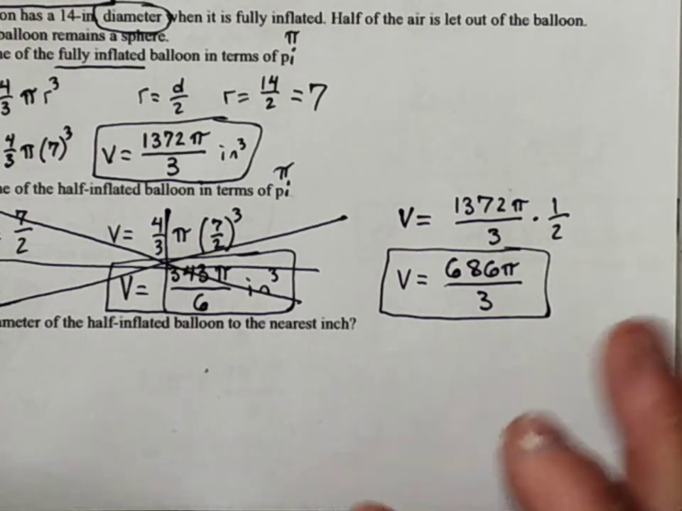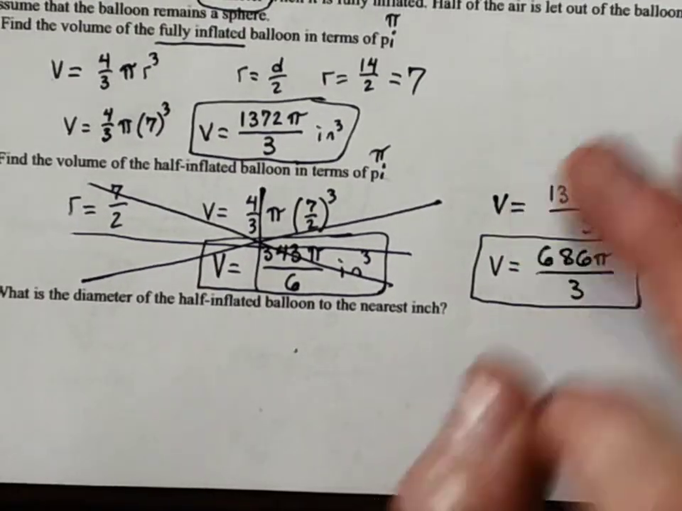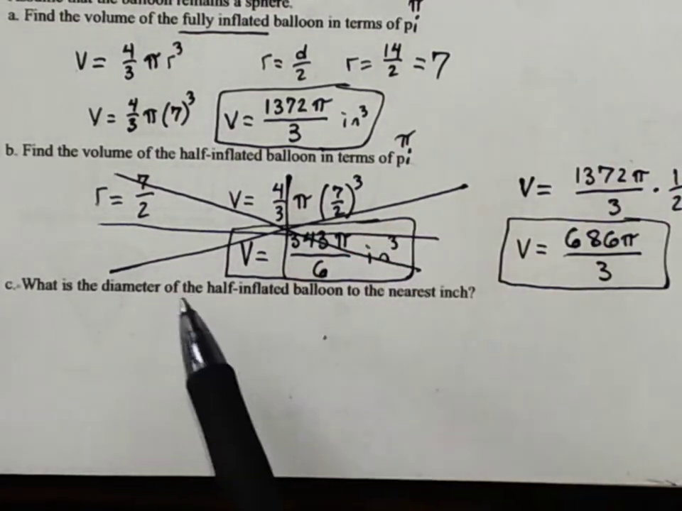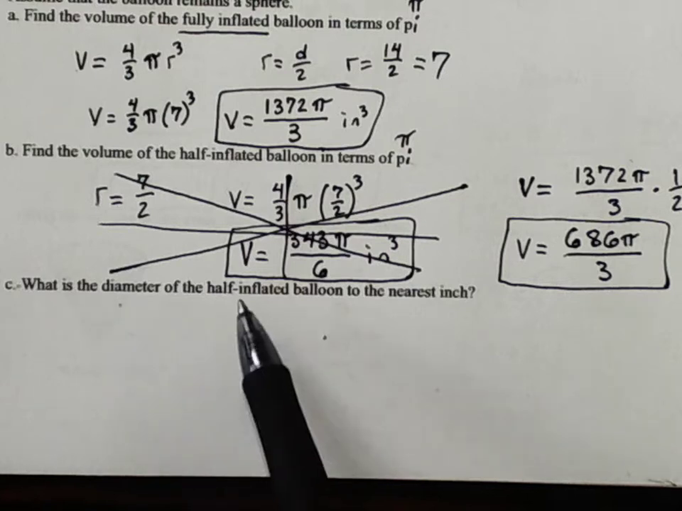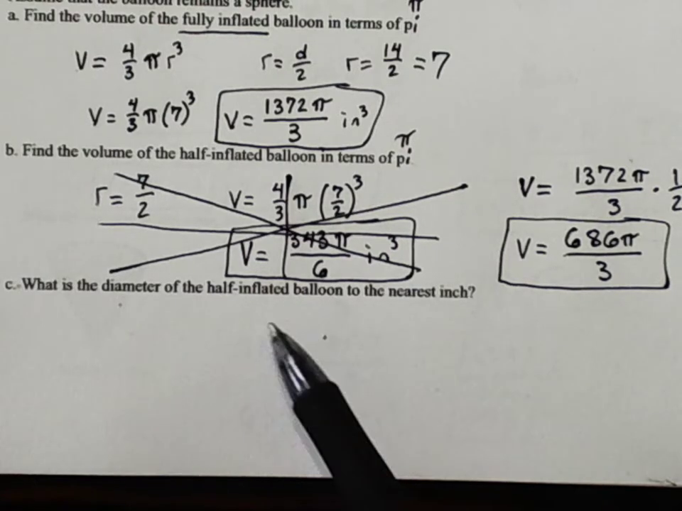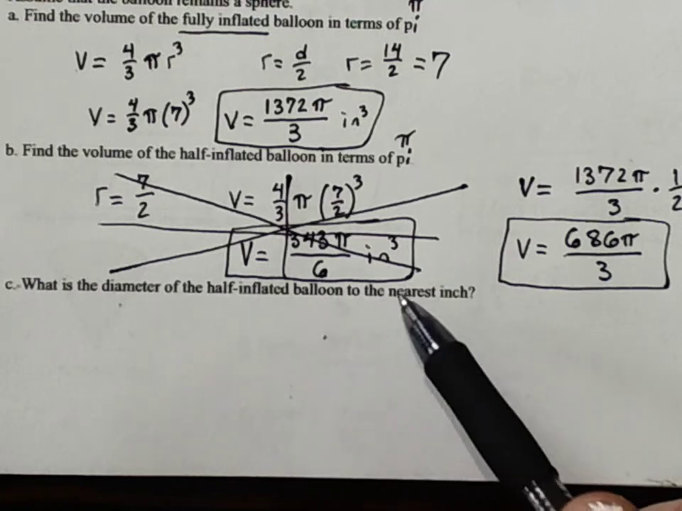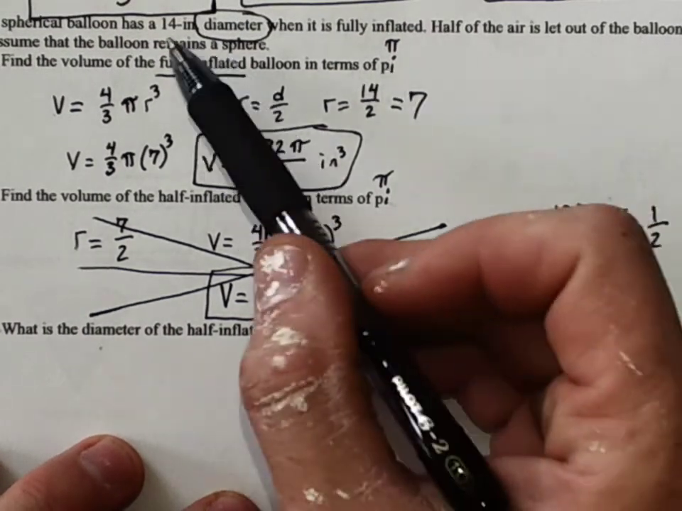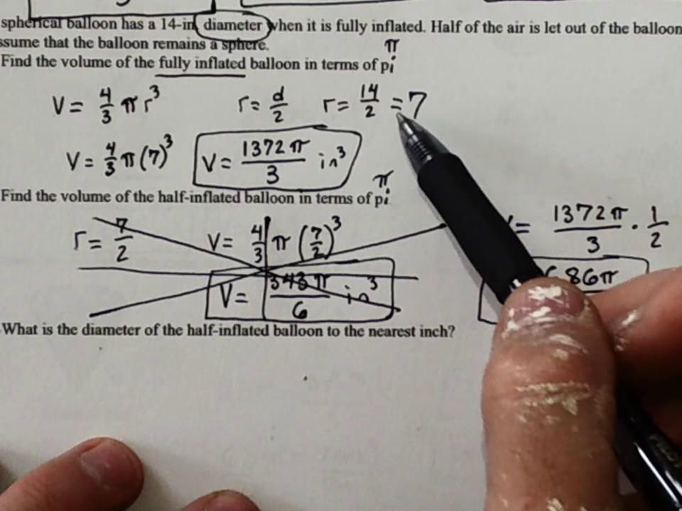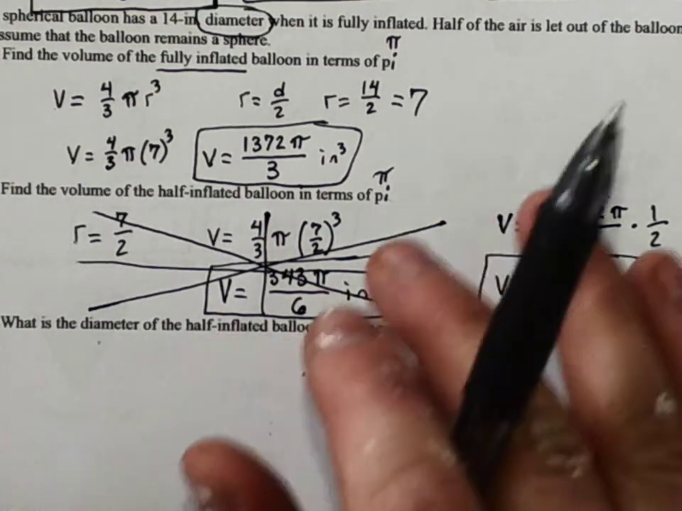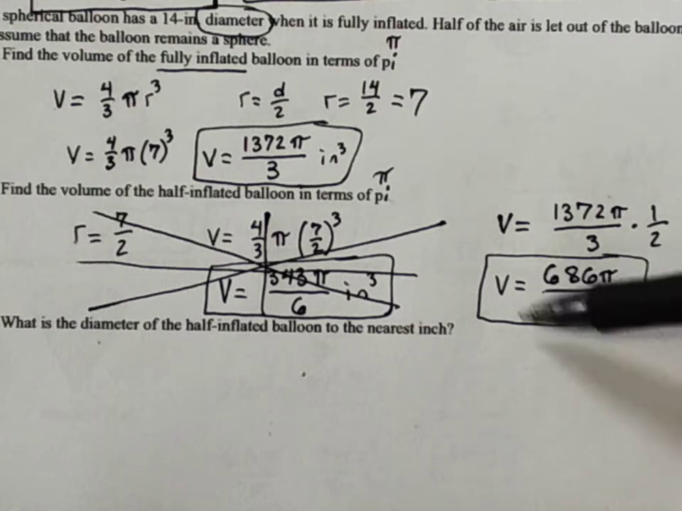This is what I was trying to not do, and then I totally did it. My brain was somewhere else. I apologize. Okay? What is the diameter of the half-inflated balloon? Many of us would think that the diameter of the half-inflated balloon would be half of the 14, which is 7, which would then be 7/2. But that is not correct. Okay? The volume is this.